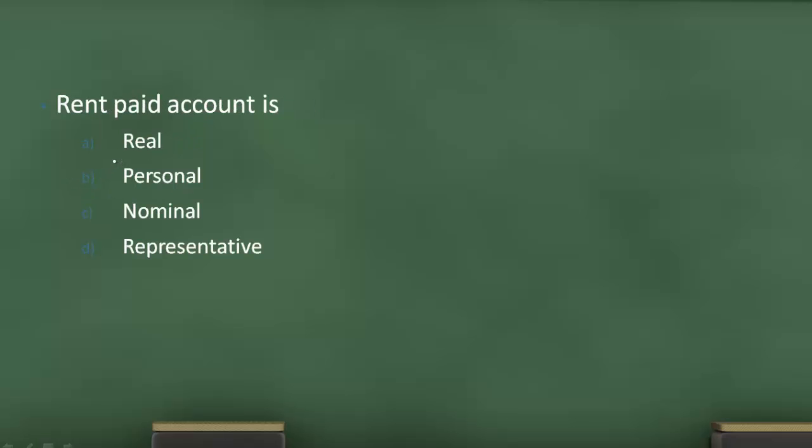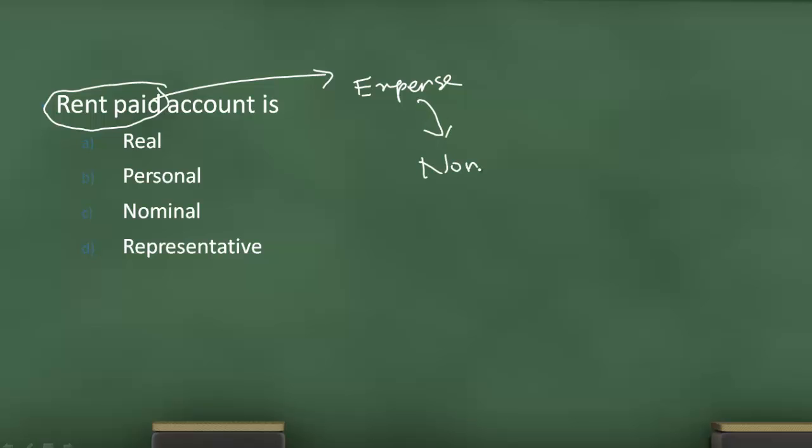Next question, rent paid is real, personal, nominal or representative. Now in which account we can classify? This rent paid can be called as an expense, is it not? It can be called as an expense. Since it is an expense, it can be classified under nominal account classification, which says debit all expenses and losses. So we can say rent paid account is nominal.